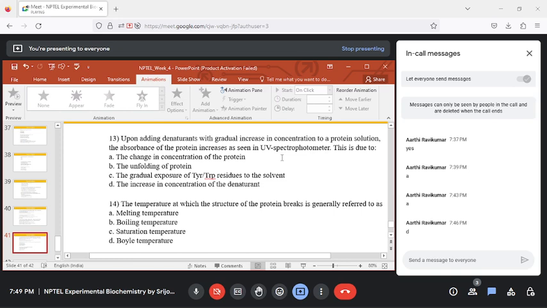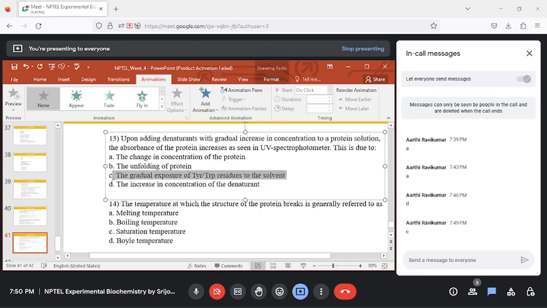So this is an MSQ, so two options would be correct. Which are the two options? C, that is the gradual exposure of tryptophan and tyrosine residues to the solvent. Yes, that is true, because what happens when denaturants are added to the protein? So yes, C is the correct option, but what makes these residues exposed to the solvent?